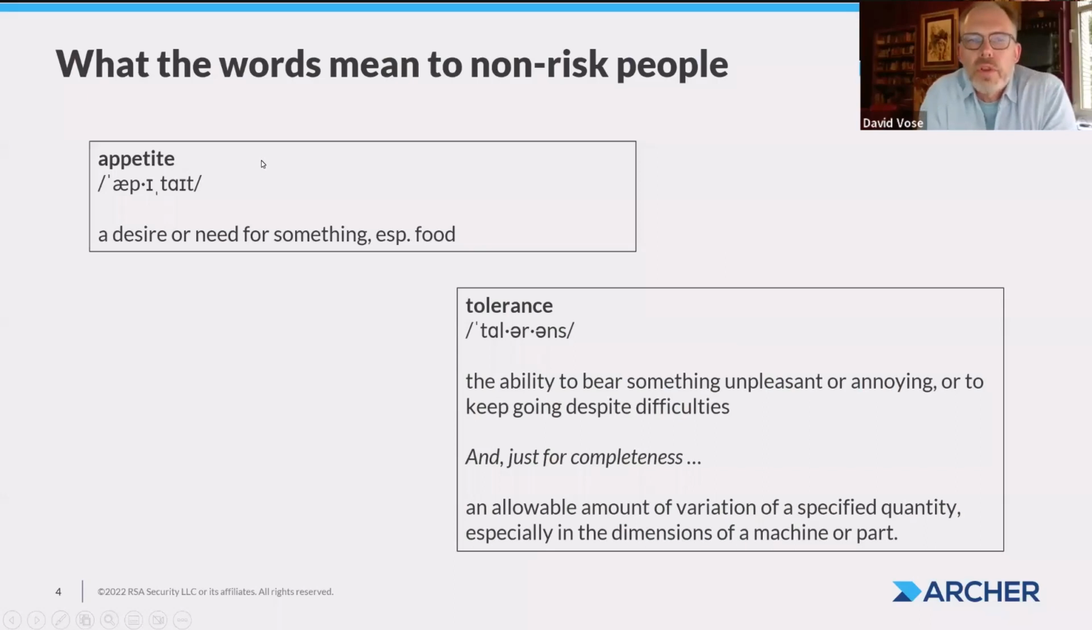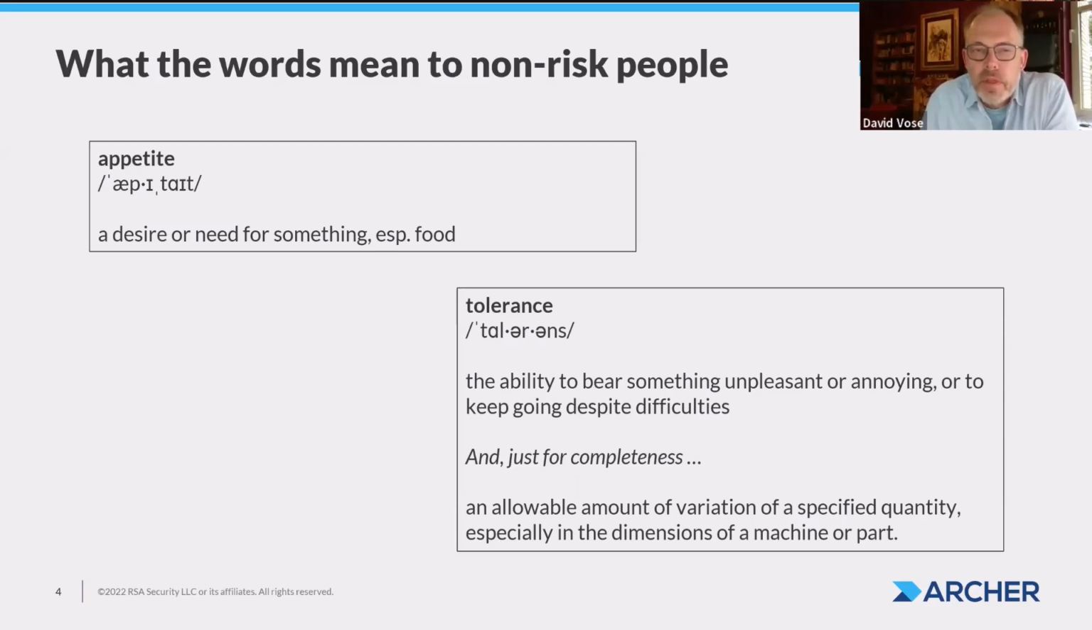So what do the words mean to non-risk people? Well, if you look up appetite in the dictionary, appetite is a desire or need for something, especially food. That makes sense. We all understand appetite. And appetite sort of implies that there's good stuff to be had there. And tolerance doesn't really suggest that there's good stuff. Tolerance is the ability to bear something unpleasant or annoying, or to keep going despite difficulties.